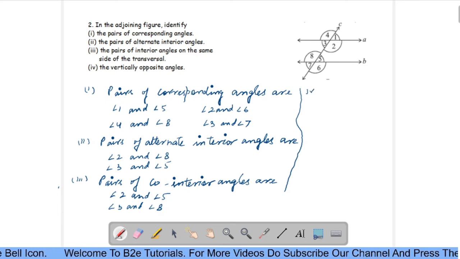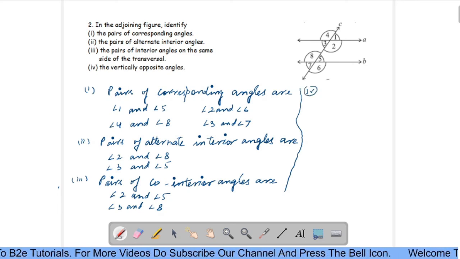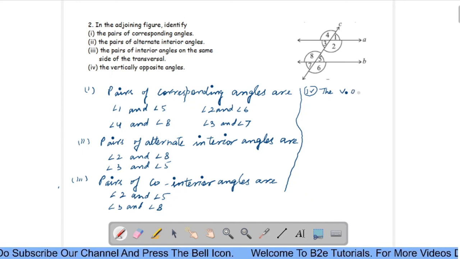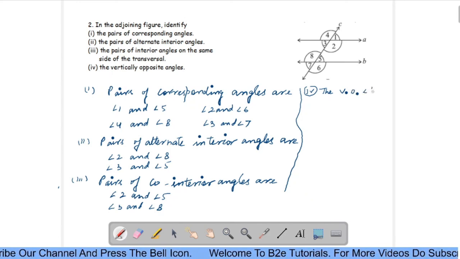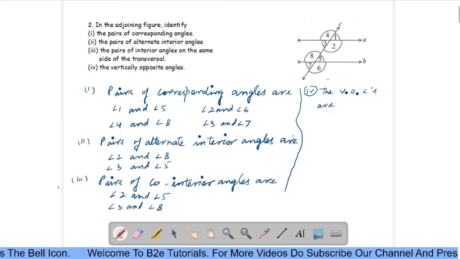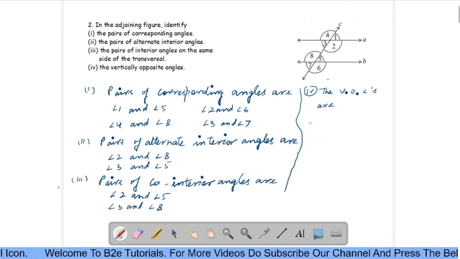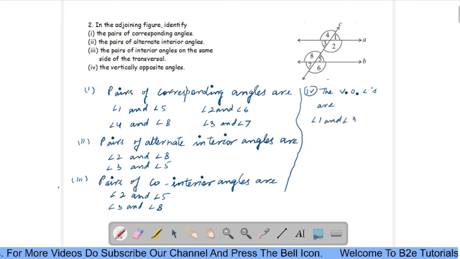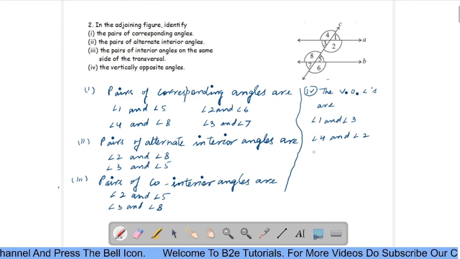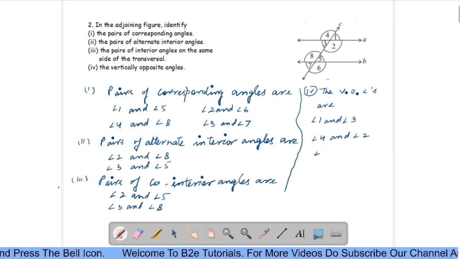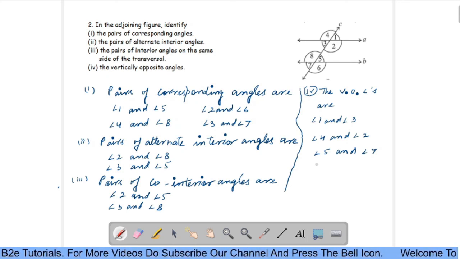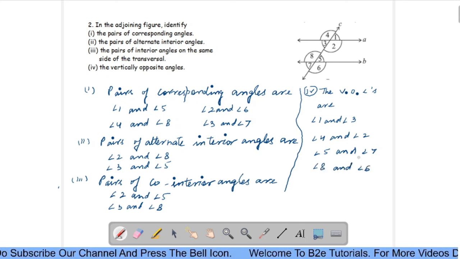Then fourth part, the vertically opposite angles. The vertically opposite angles are angle 1 and 3, angle 4 and 2, angle 5 and angle 7, angle 8 and angle 6. Now come to next.